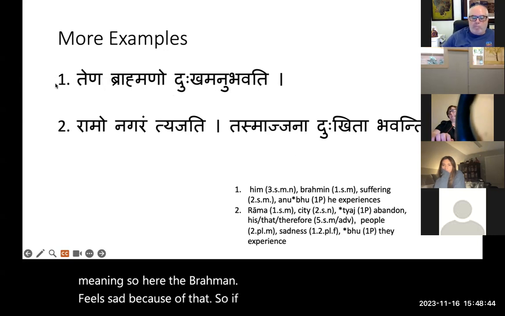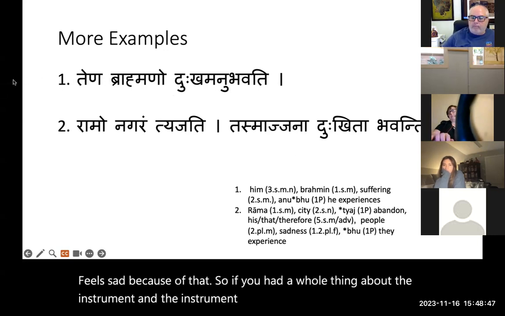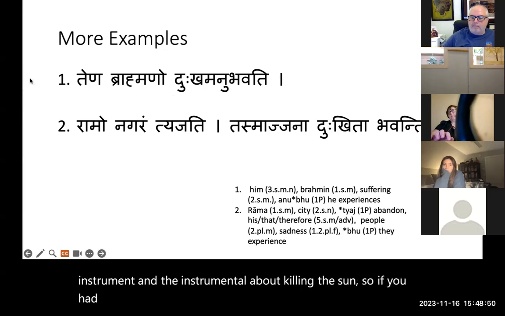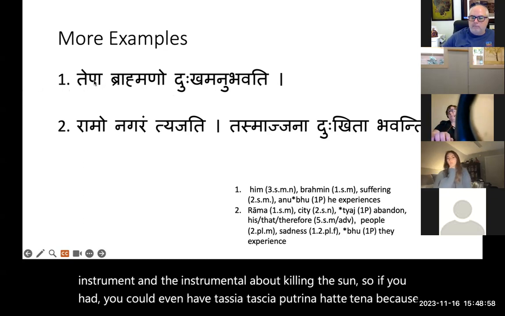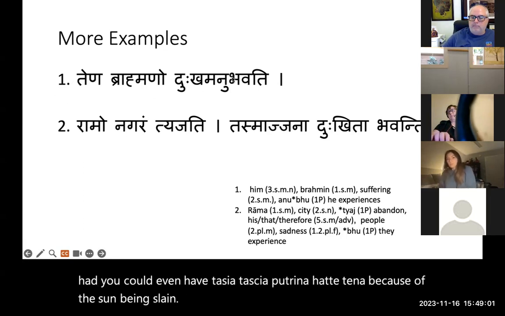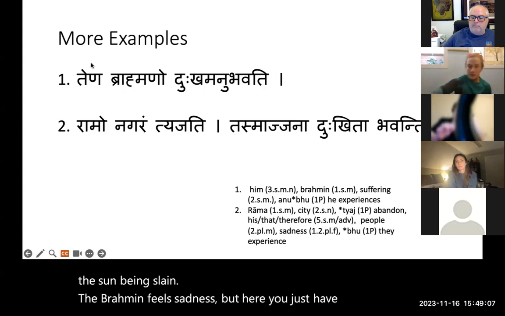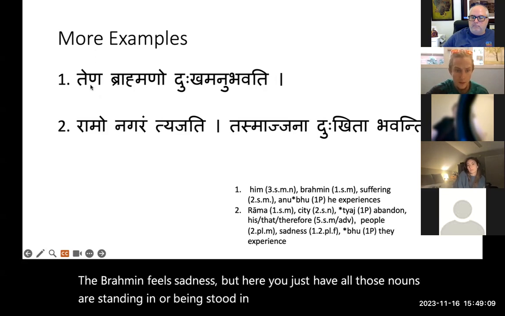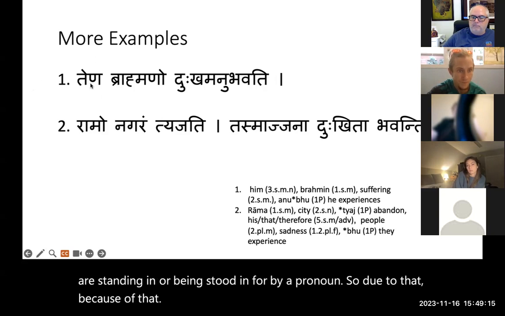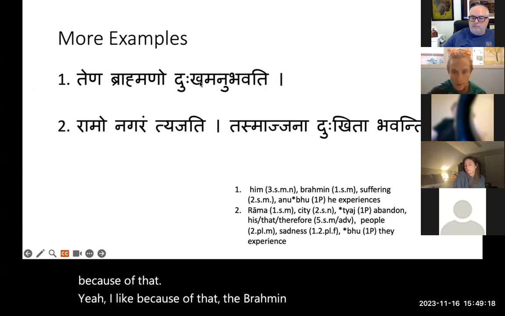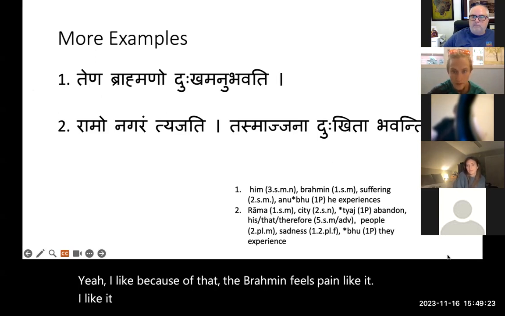So if you had a whole thing about the instrumental, about killing the son, you could even have tasya putrena hatena, because of the son being slain, the Brahmin feels sadness. But here you just have all those nouns being stood in for by a pronoun. So due to that, because of that, the Brahmin feels pain. I like it. I love it. All right.